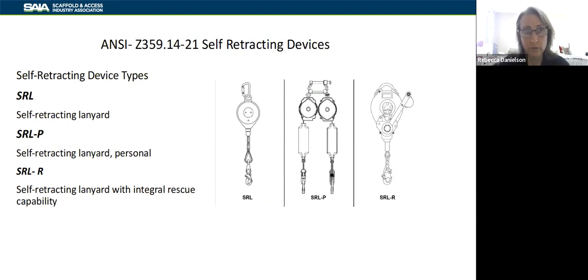So with the types, you will not see the -LE anymore. So you have SRL, the self-retracting lanyard, like we've always had. You'll have the self-retracting lanyard personal, which is what we all know basically goes on your back. And then the self-retracting with retrieval. That goes with tripods and davit systems and things like that you'll see with that rescue capability.